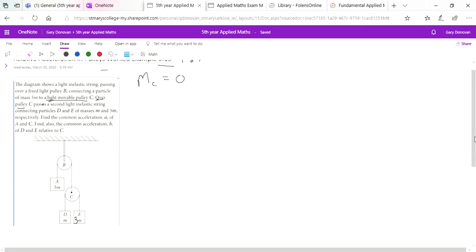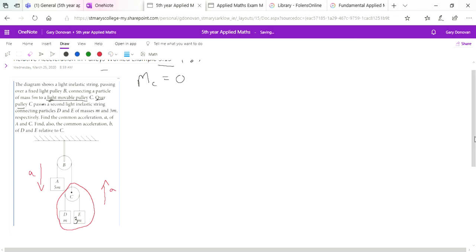So if we look at what's going on, remember we kind of split this into one big giant particle. And because A has a mass of 5m, and the total mass of this would be m plus 3m is 4m, we'd assume that A is going to go down and this block is going to go up. Now that's the acceleration of A and C, so we can call that acceleration A.